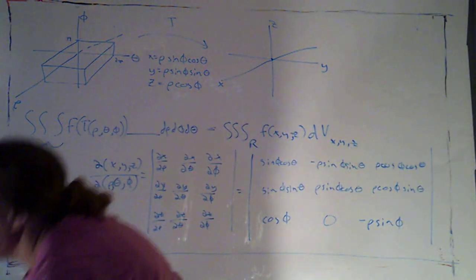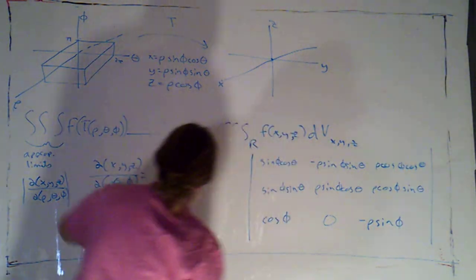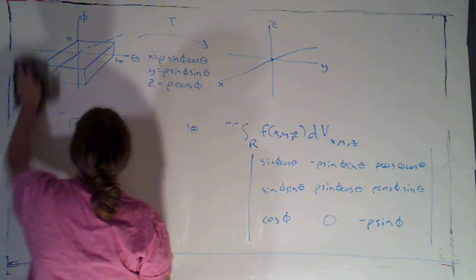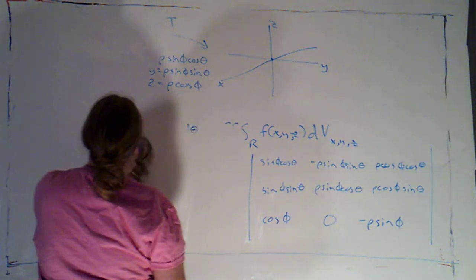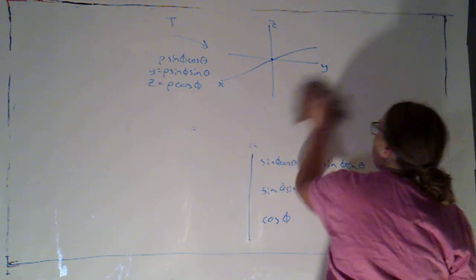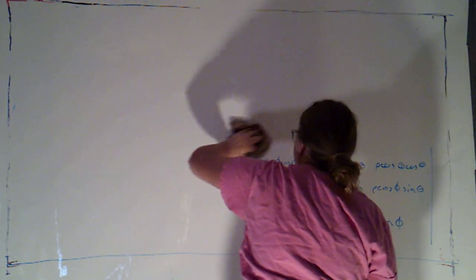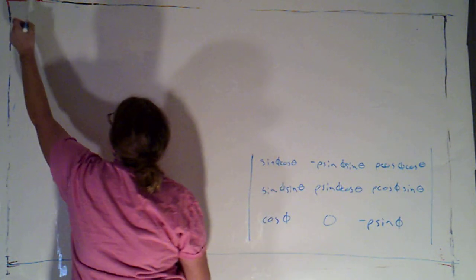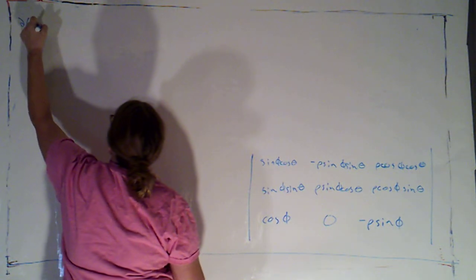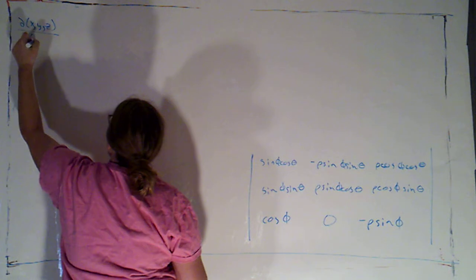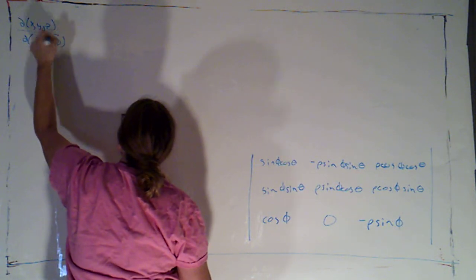Okay, I need more space. So now, I'm calculating, let's just keep track. I'm calculating the Jacobian. Going to have to remember to take the absolute value when I'm done.